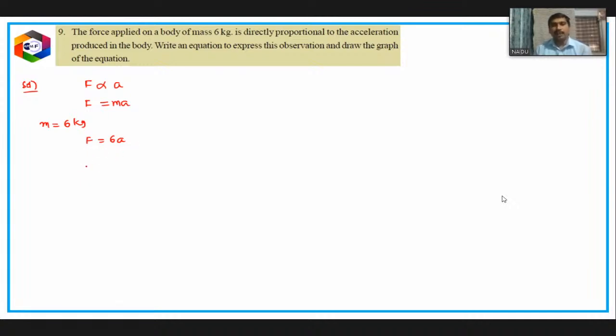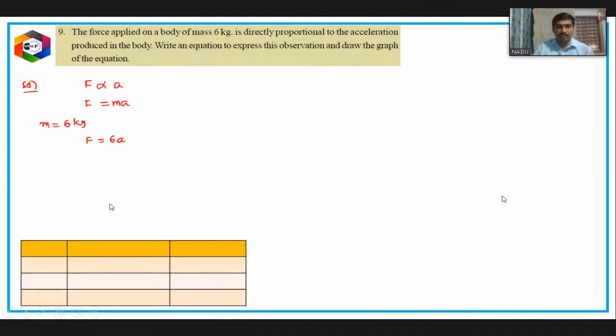Now again, to this equation we have to draw a graph. Before that we need the points. So this is the equation, children. Here F is equal to 6A. So the first variable I am taking as A, and the second one is F, which is equal to 6A, and this is A comma F, which will be the coordinate. Yes, children, I think it is clear.